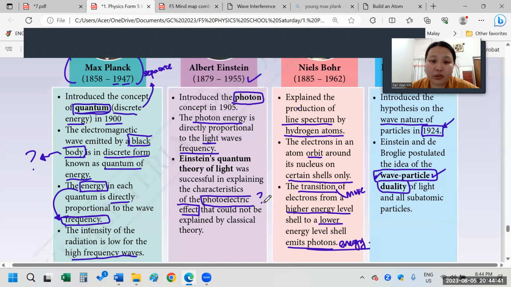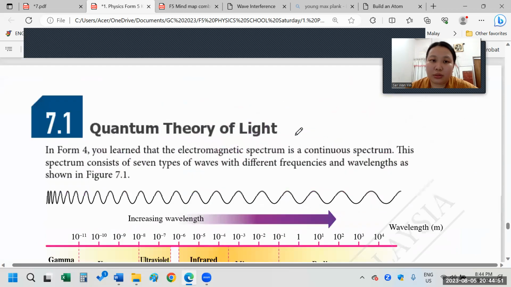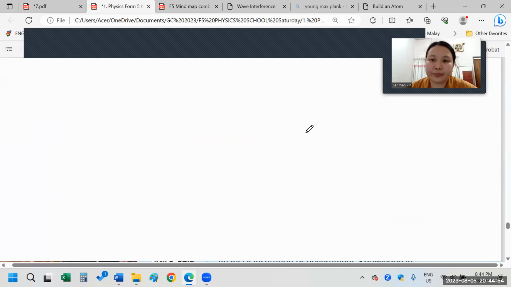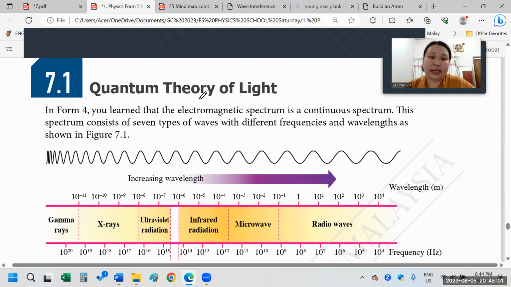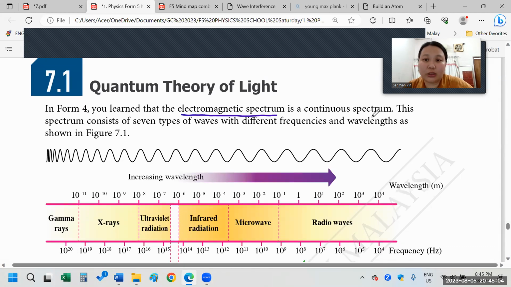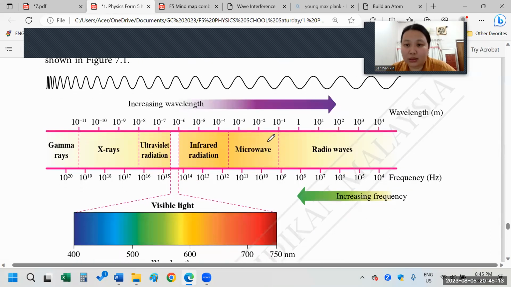This one later. After this, we come back to the black body first. Quantum theory of light. In Form 4, you learned that the electromagnetic spectrum is a continuous spectrum. This spectrum consists of 7 types of wave with different frequency and wavelength. Have you memorized this? It's a must to memorize. Not only used in the chapter waves, but also used in this chapter 7.